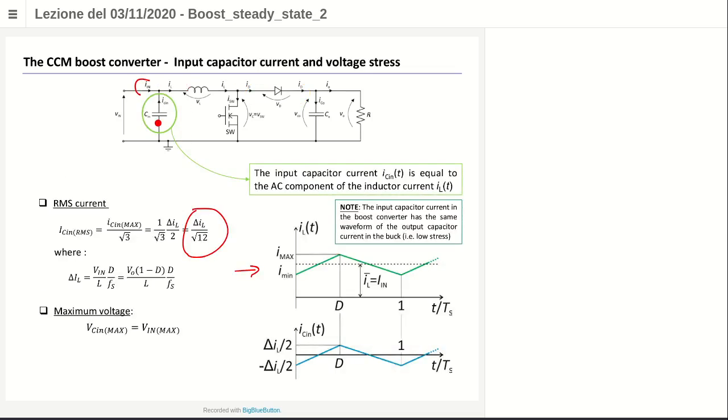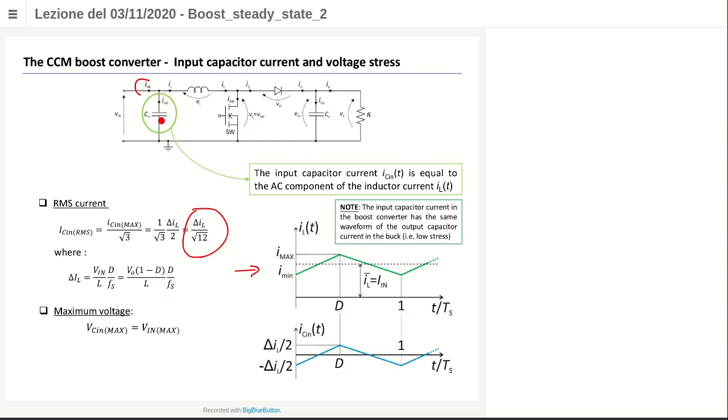For the input and output capacitor, the situation is reversed. Less stress for the input capacitor due to the presence of the inductance. In the buck, the inductance was placed at the output side, here, in place of the diode. And so, it is the output that is not so stressed because the current flowing to the output is a smooth current due to the presence of the inductance. That's why you maintain a very flat current flow through.